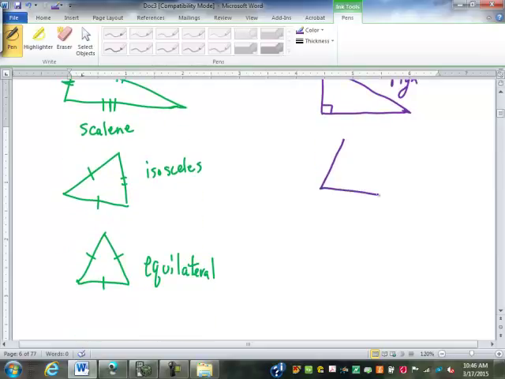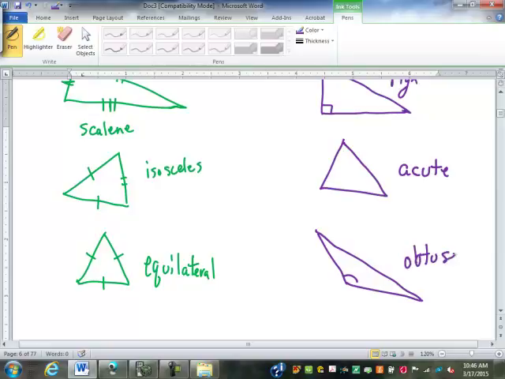For example, I might have a triangle like this, where the largest angle is smaller than a right angle. In other words, the largest angle is acute. That's called an acute triangle. I might have a triangle like this, where the largest angle is obtuse. That means we have an obtuse triangle. Looking good so far?